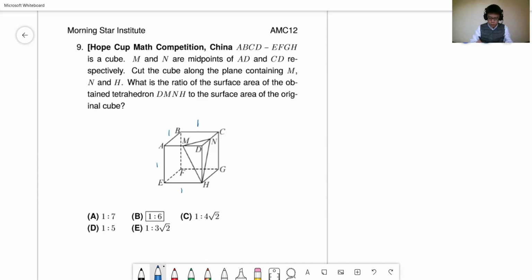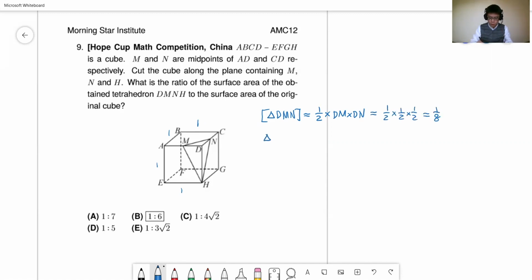Triangle DMN, the area equals 1/2 times DM times DN, because this is an isosceles right triangle. The area equals 1/2 times 1/2 times 1/2, which is 1/8.